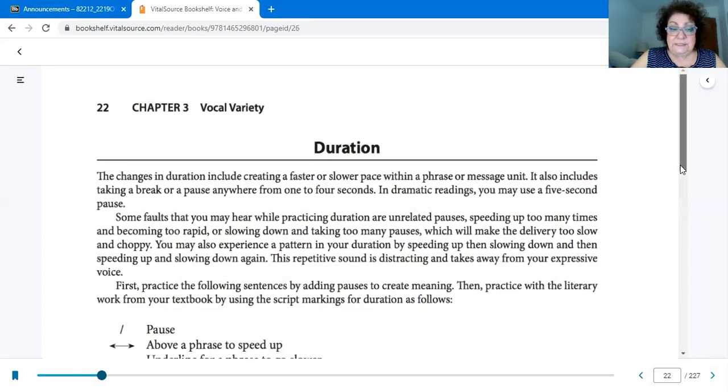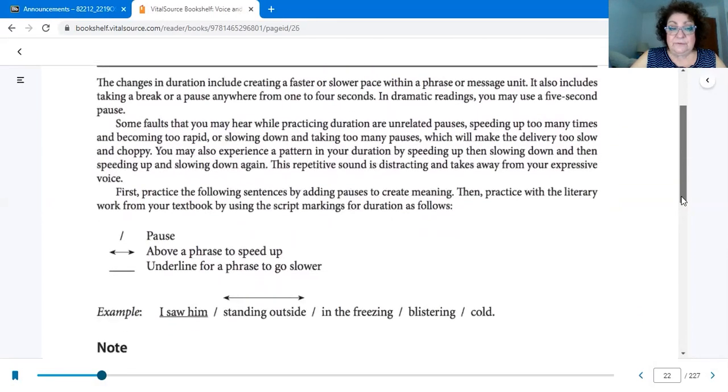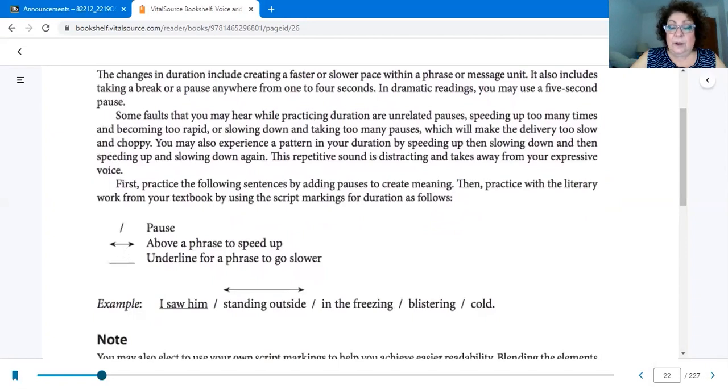So what is phrasing? The script mark for phrasing is an arrow above the phrase you want to read faster and underline below the phrase you want to speak slower. So underlining, we know from our keyboard, is easy. We may not be able to find the arrows. Usually in a PC, it's in symbols.